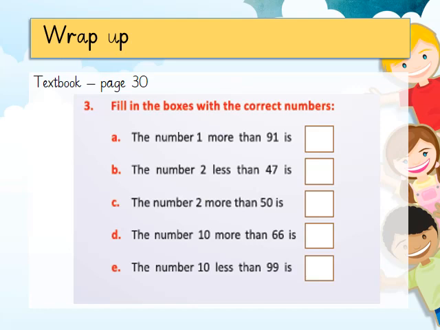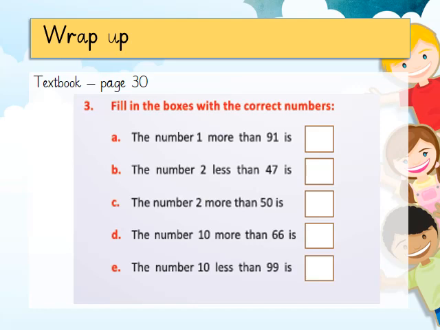Yes, you have to follow the given instructions. Part A. The number 1 more than 91. Yes, you have to add 1 to 91. Yes, answer is 92. The number 2 less than 47. You have to count backwards. Yes. The answer is 45. Correct. The number 2 more than 50. Yes, more than means you have to add up. Add 2 to 50 and it will become, yes, 52.